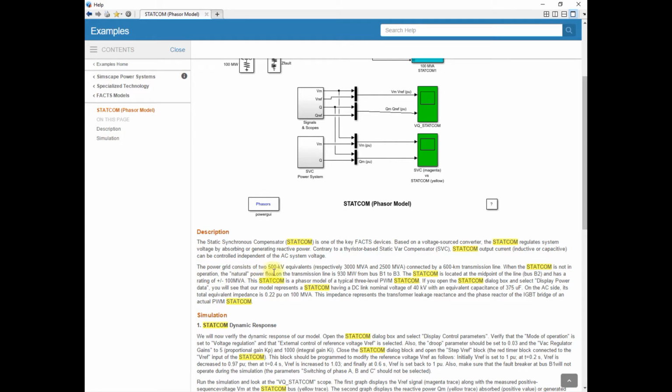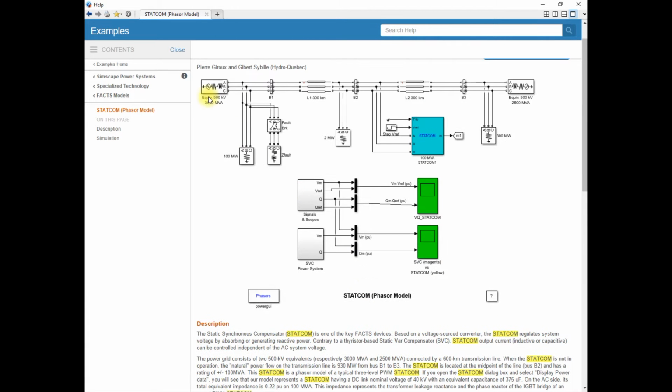So this power grid consists of two 500 kV generators. We already discussed that, this is a 500 kV generator, on both sides of different capacity, 3000 and 2500 MVA. This is connected with the 600 kilometer transmission line. When the STATCOM is not in operation, when it is not connected at the middle of the line, at that time the natural power flow on the transmission line is 930 megawatt from bus B1 to B3. It means from bus B1 to B3 power is flowing, which is 930 megawatt, when the STATCOM is not available in the system.